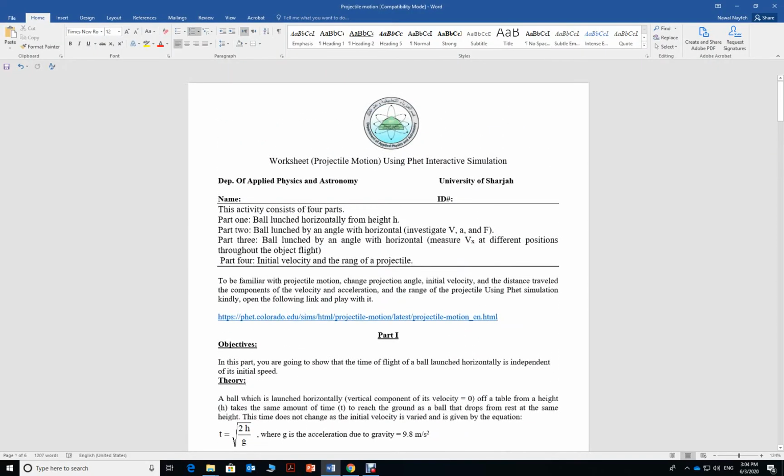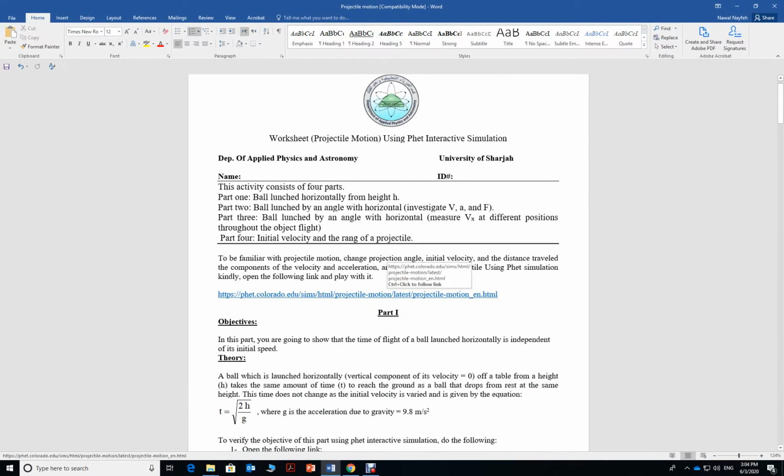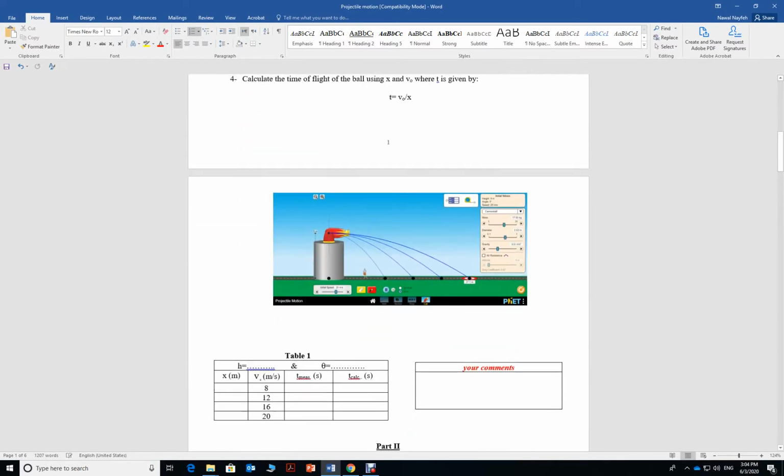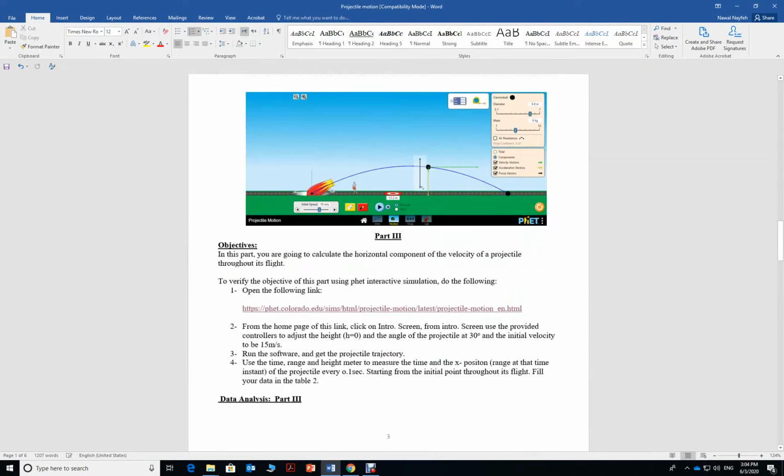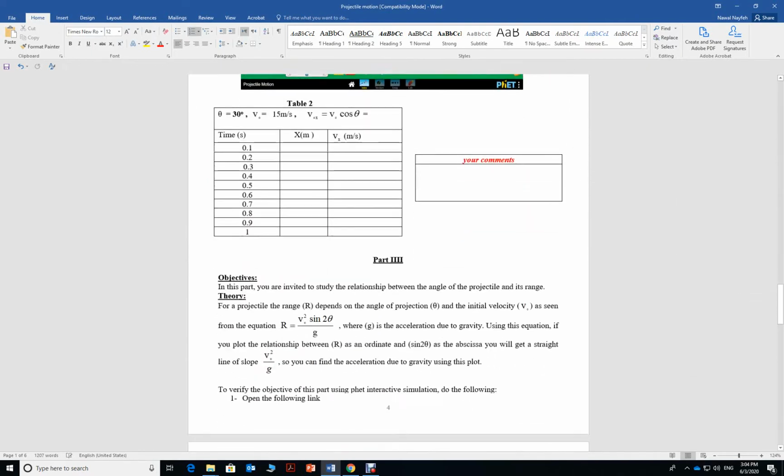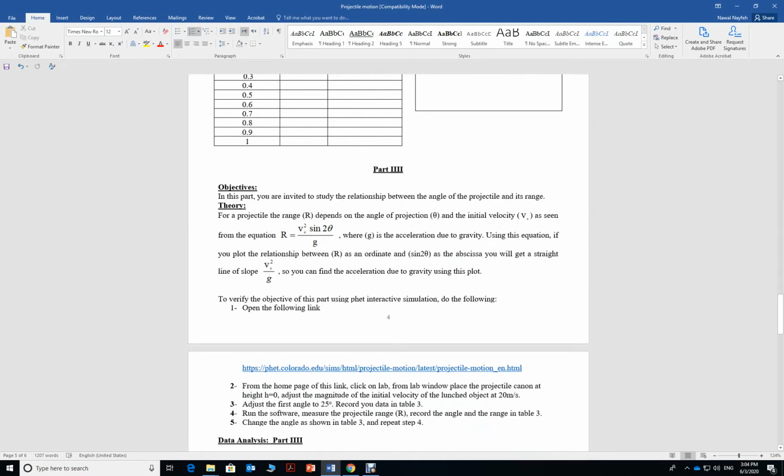Okay, now again projectile motion, but we'll do now part 4. In part 4, you're going to study the relationship between the range of the projectile and the angle of projection. We'll change the angle, and for each angle we'll measure the range, because actually there is a relationship between them.